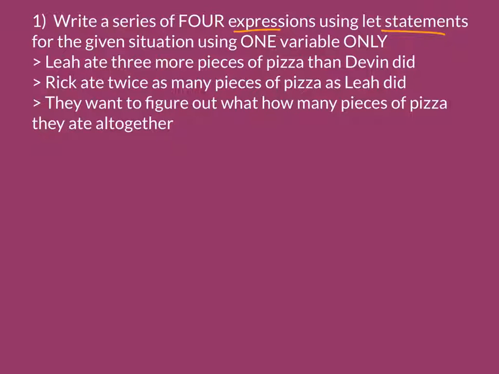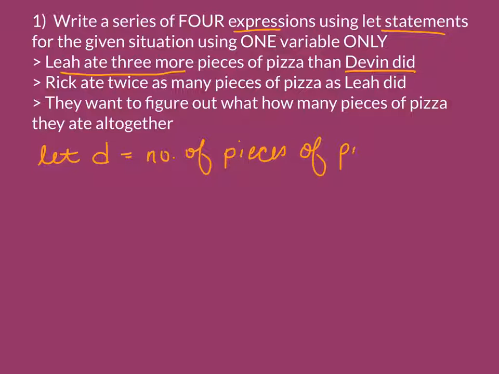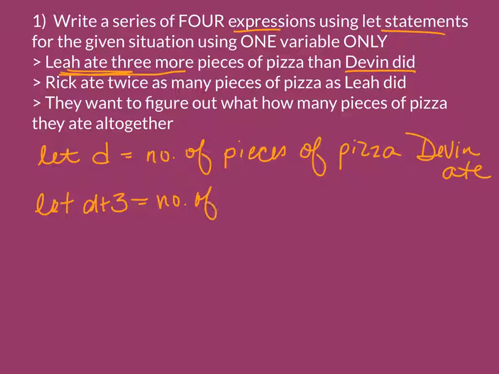So we've got pizza, yummy, who doesn't love pizza? It says Leah ate 3 more than Devin. So who should we start with? Well, if Leah ate 3 more, then we should start with Devin. So we're going to say let D equal number of pieces of pizza Devin ate. And then we know that Leah ate 3 more. More tells us to add. We're adding to how many Devin ate, so let D plus 3 equal the number of pieces Leah ate.